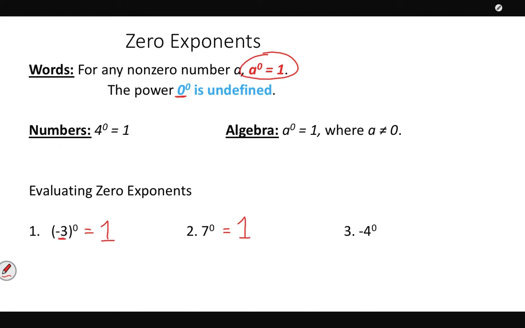Now this is the tricky one, because the negative is not in parentheses. So based on order of operations, we must do the power first. So 4 to the 0 is equal to 1. And then the opposite of that would equal a negative 1. So notice the difference between number 3 and number 1 there. Here, the negative was in the parentheses raised to the 0 power is 1. Here, the negative is not in the parentheses, so my final answer ends up being a negative 1. Okay?